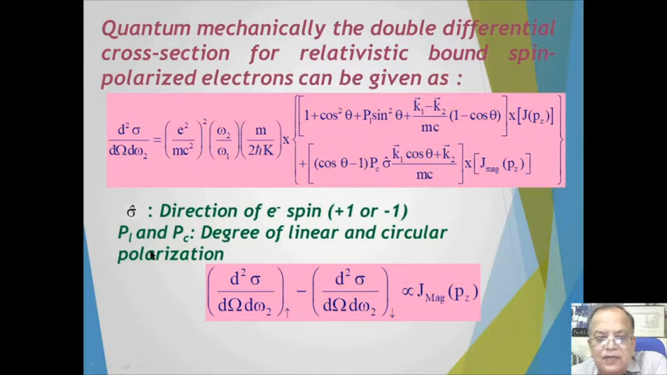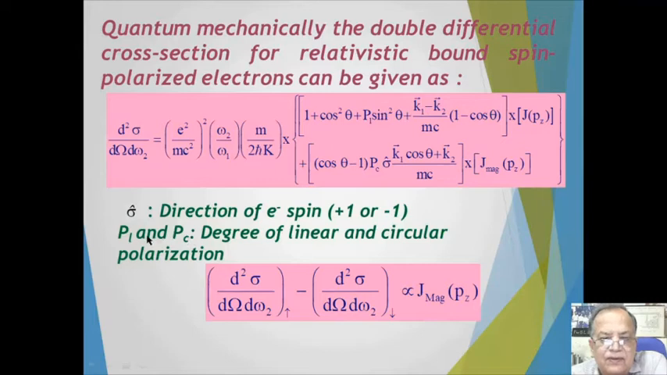So basically PL is the degree of linear polarization, and PC is the degree of circular polarization. If you have circularly polarized radiation, then this PL becomes 0, and then this term just disappears. And if you have a certain value of PC, then what will happen? This term is going to survive. So this term is multiplied by J magnetic (pz), and the other term is multiplied by J(pz).